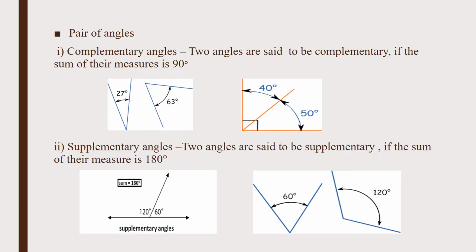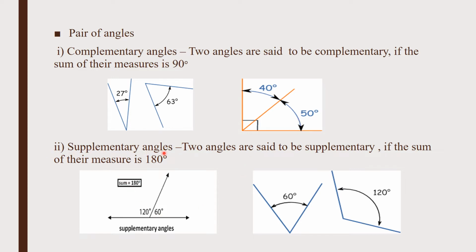Now, let us take pairs of angles. Complementary angles. Two angles are said to be complementary if the sum of their measures is 90 degrees. Here we can see two angles of measure 27 degrees and 63 degrees where the sum is 90 degrees. We call these two angles complementary angles and one angle is the complement of the other. One more example with measures 40 degrees and 50 degrees is also given here to show complementary angles.